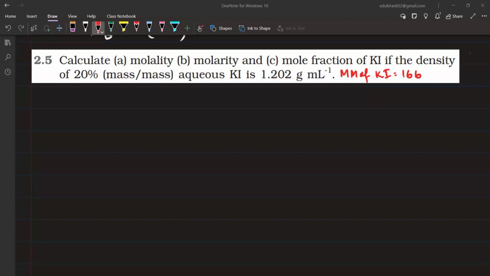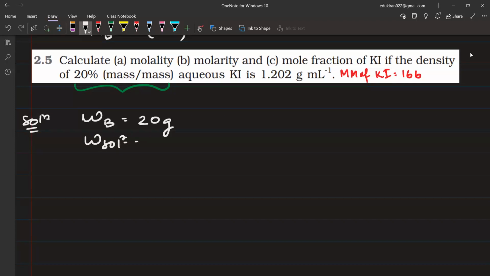For example, as soon as you see 20% mass by mass, your mind should say, okay, fine, please write WB is equal to 20 gram. Then please write W of solution, it is equal to 100 gram. Please write mass of solvent, it is equal to 80 gram. Then you will see, okay, aqueous. That means the solvent, that is A, is H2O.